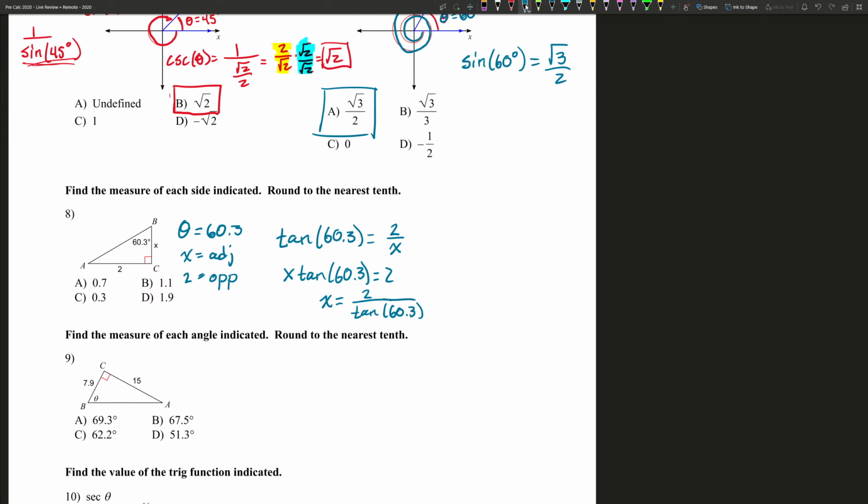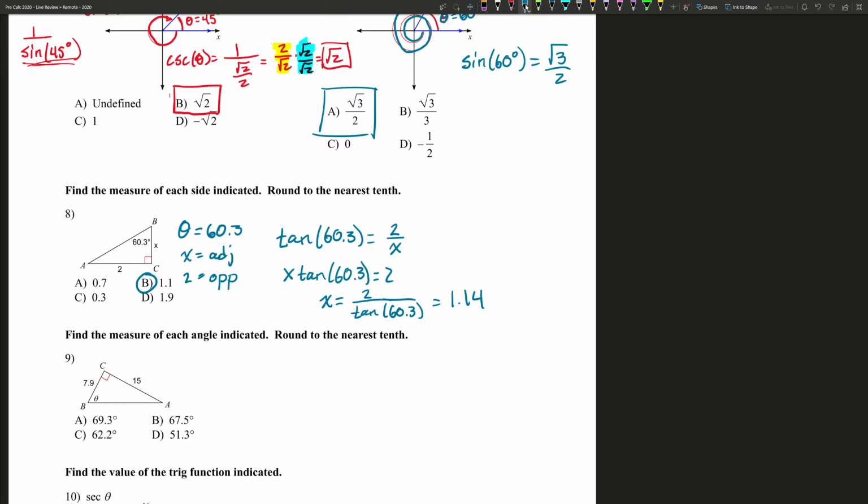And if we plug that into our calculator, making sure that we're in degrees, right? And that's at mode. We want 2 divided by tangent of 60.3, and we get 1.14. Okay, so the closest answer there is B.